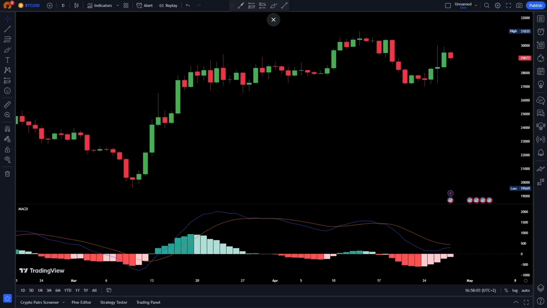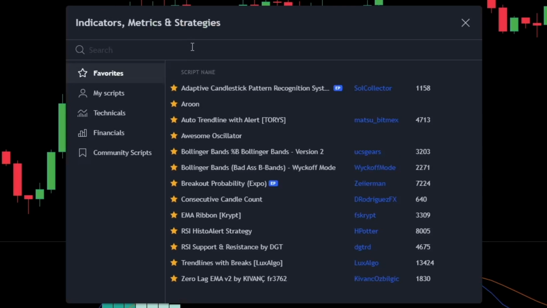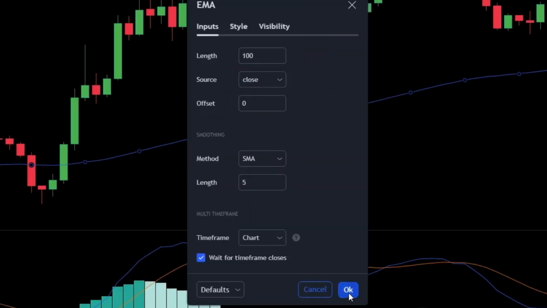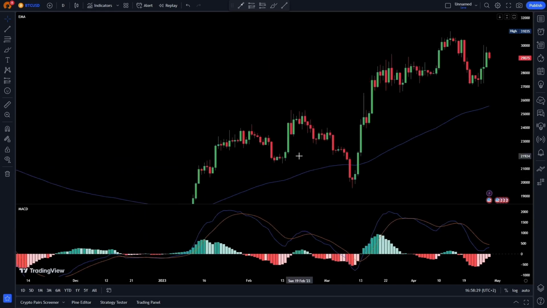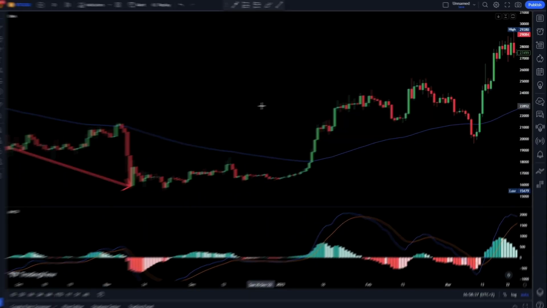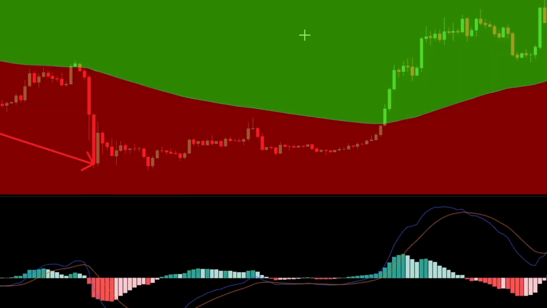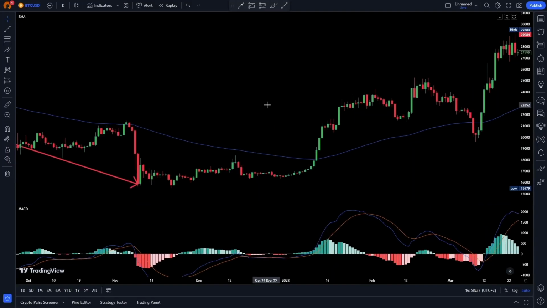Now, let's jump back to tradingview.com. We go to indicators, we look for EMA or moving average exponential. We choose this one. The length of the EMA must be 100 with the closing price. We click OK. Now, the fourth rule here is we will only long when the market is above the EMA, and we will only short when the market is below the EMA. So the exponential moving average here is helping us to determine the trend of the market and will help us to avoid trading against the market.